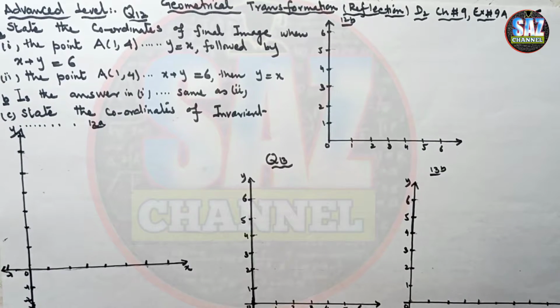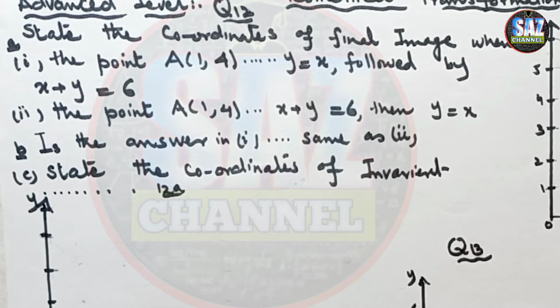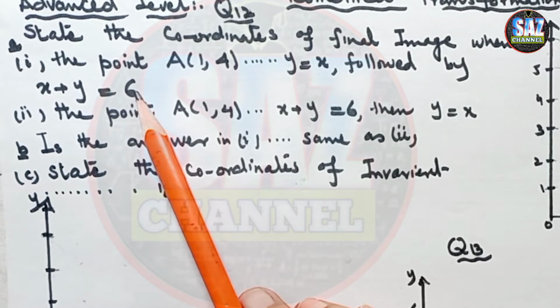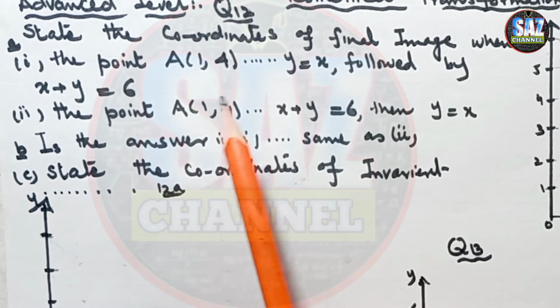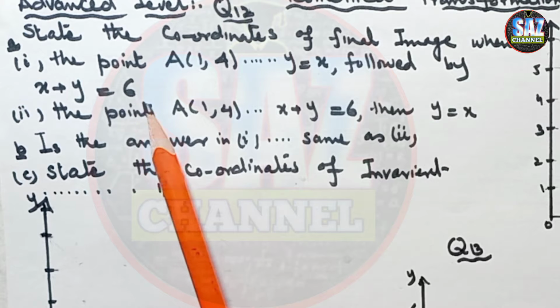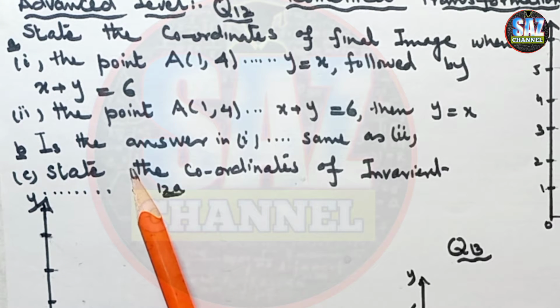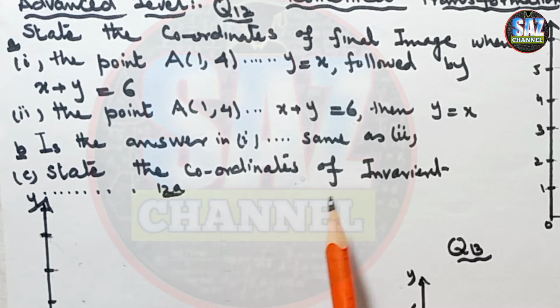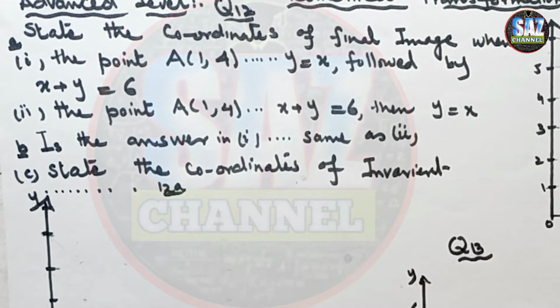Question says, state the coordinates of the final image when the point A(1,4) is reflected in the line y equals x, followed by another reflection in the line x plus y equals 6. The second part says the point (1,4) is reflected in the line x plus y equals 6, and then y equals x. Is the answer in the first part the same as the answer in the second part, and state the coordinates of the invariant point under these two reflections. So let's move to the solution of the question.